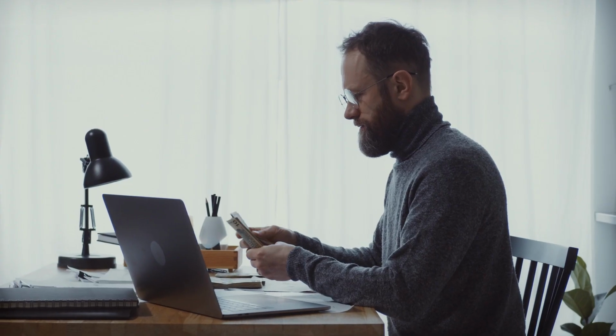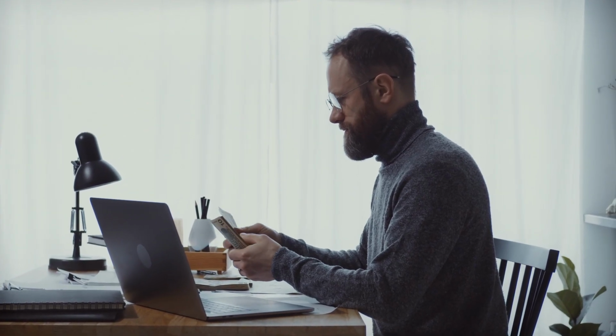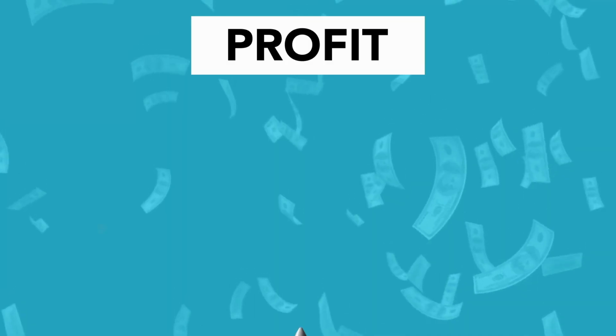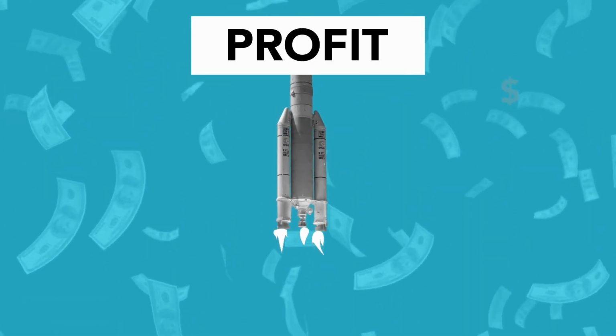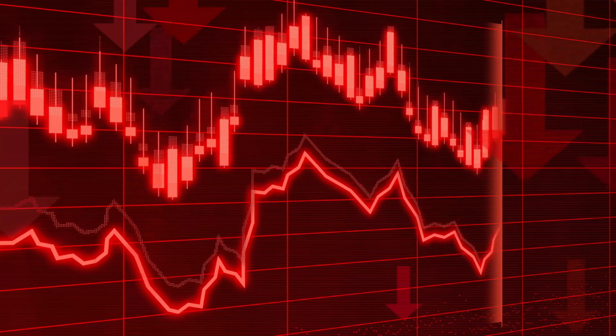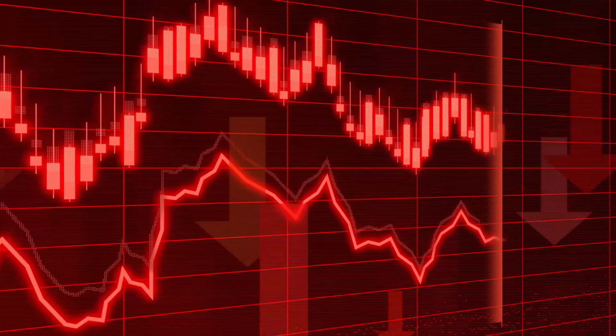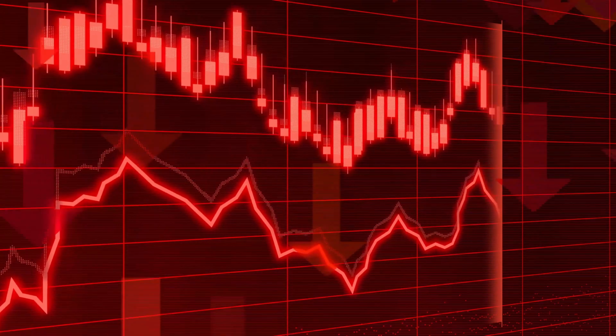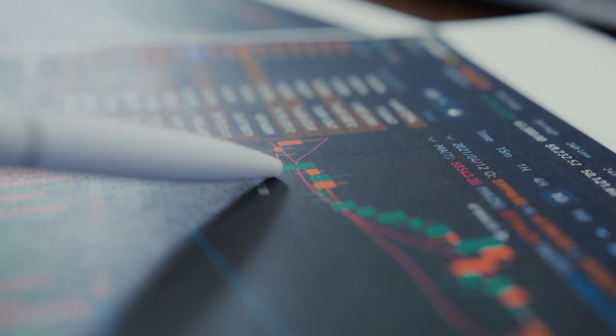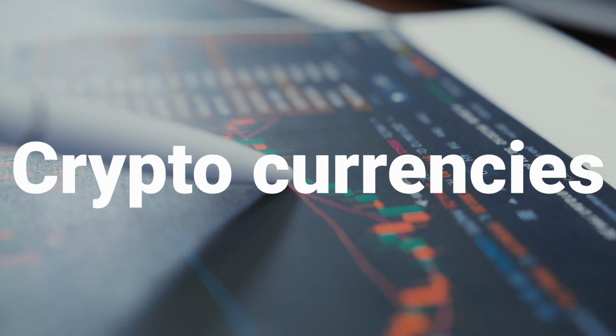The beginning of leverage trading can be traced back to the stock market, where investors would borrow money from a broker in order to purchase a larger number of shares. This allowed them to earn greater returns on their investments, but also put them at risk of losing more than their initial investment if the stock price decreased. Today, leverage trading is used in a variety of markets, including forex, commodities, and even cryptocurrencies.